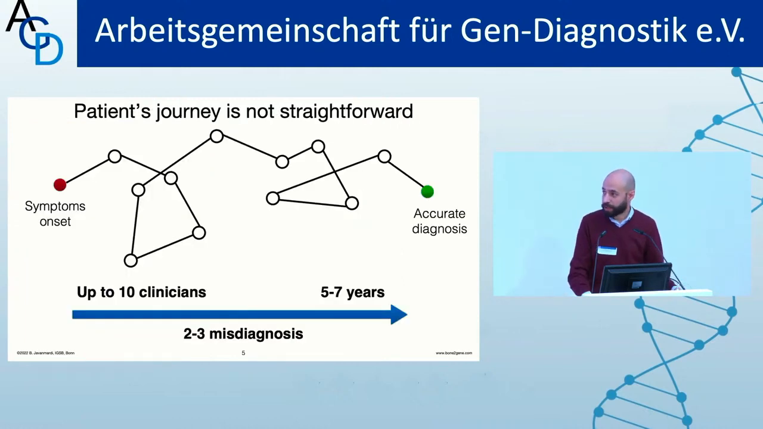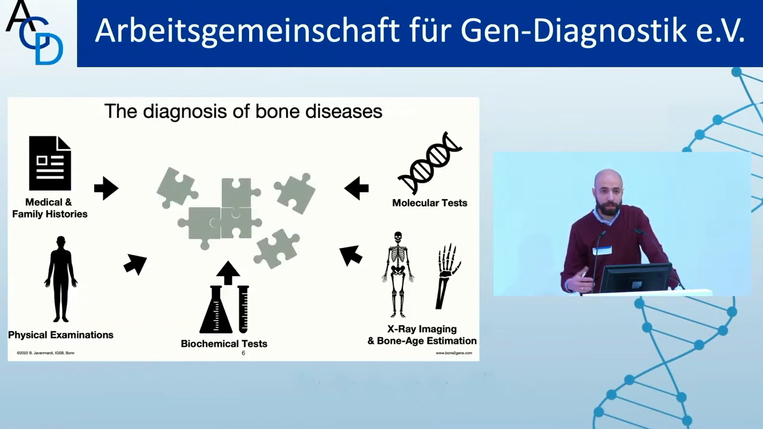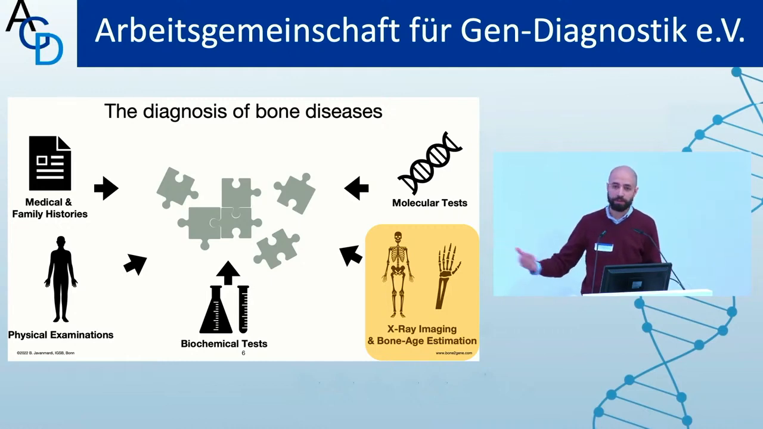We all know that the patient's journey is not straightforward. They may have to visit up to 10 clinicians, get 2 to 3 misdiagnoses, and the process may take, on average, 5 to 7 years until an accurate diagnosis. For bone diseases, there is multiple information that goes into solving the puzzle of the diagnosis, and we know that looking at X-ray imaging is one of the main important ones, and also molecular tests, because the majority of these diseases are genetic. In addition, because many of these diseases have the symptom of abnormal growth, measuring the bone age is another thing that clinicians do as one of the first steps in diagnosing these diseases.